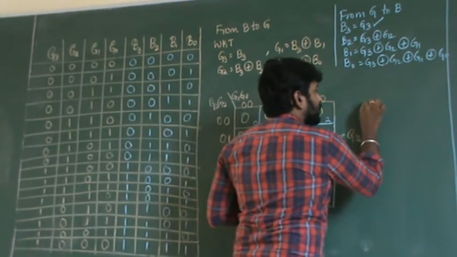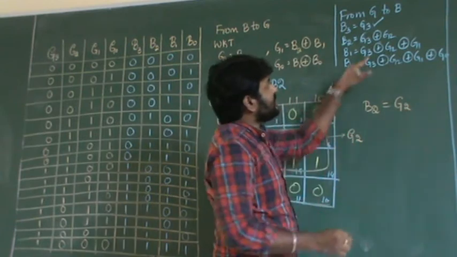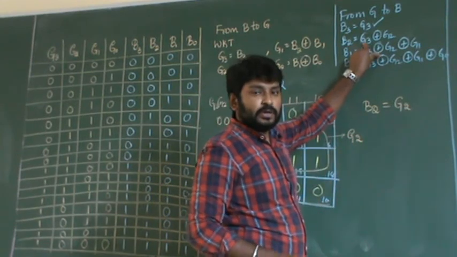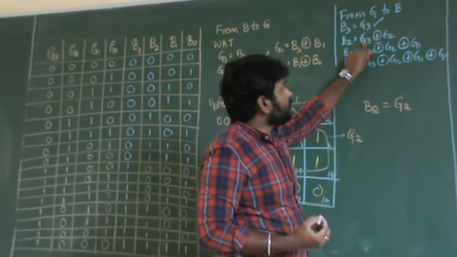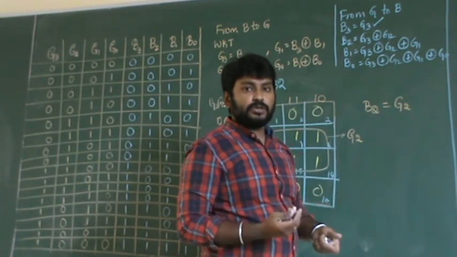So now what is the value of B2 you are getting? B2 you are getting as G2, but what is the expression you want? You want G3 XOR G2, no? But you are getting only G2. So now what to do?